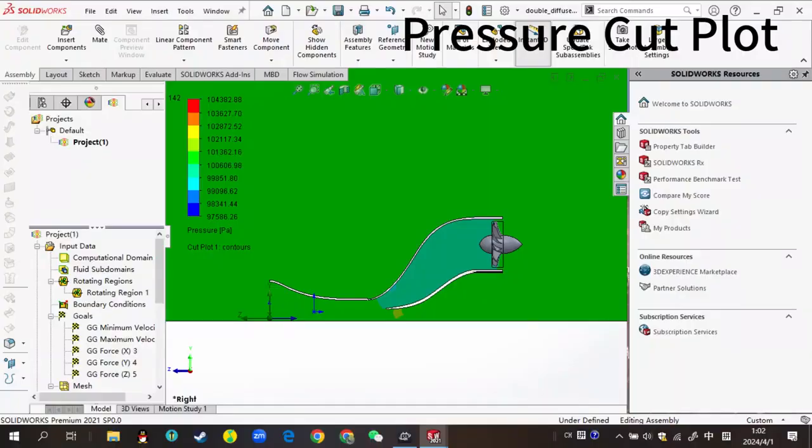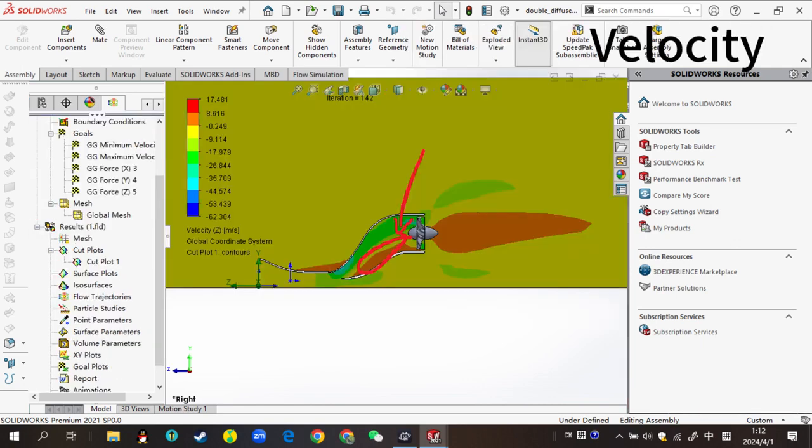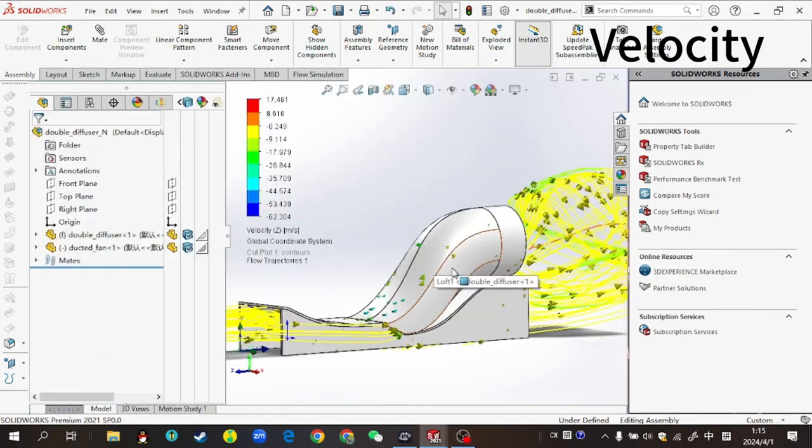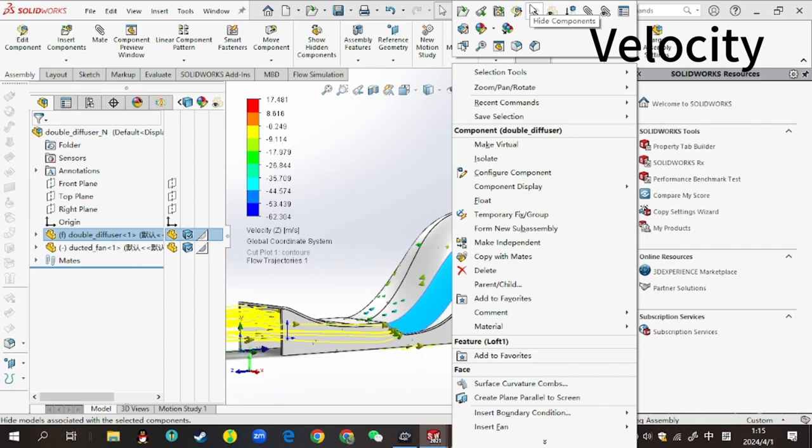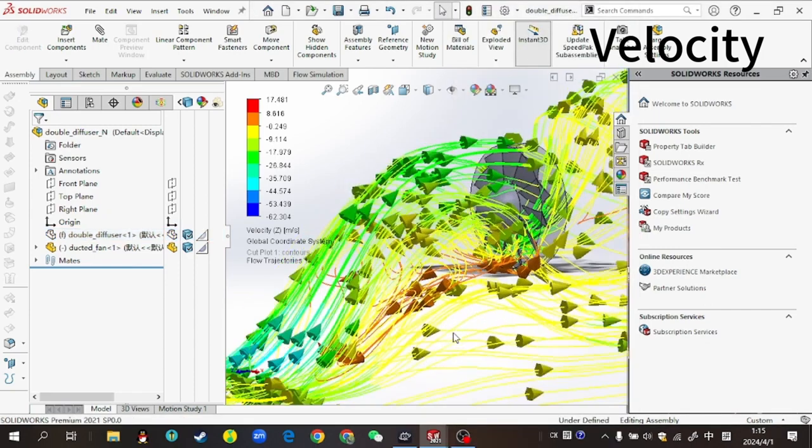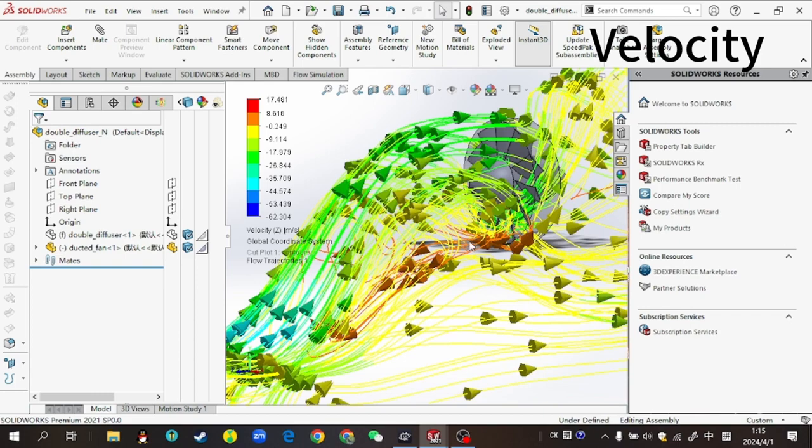Moments later. The extended inlet type has an obvious low pressure area in the second diffuser, which demonstrates that the ducted fan is indeed accelerating airflow. However, the velocity cut plot and the flow trajectory reveal that there is a severe airflow obstruction on the lower surface of the second diffuser, which potentially causes dirty air in the second diffuser and loss of downforce.